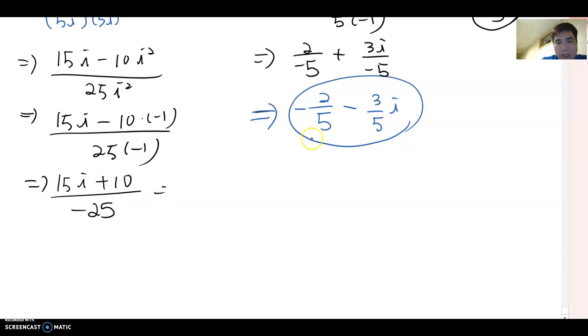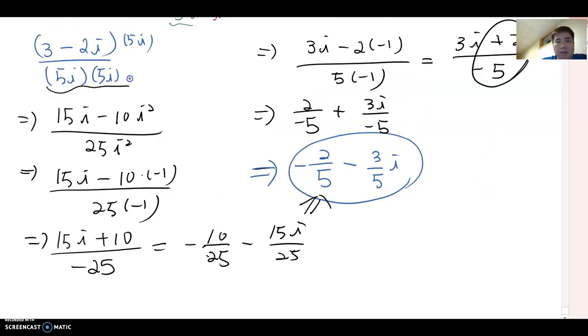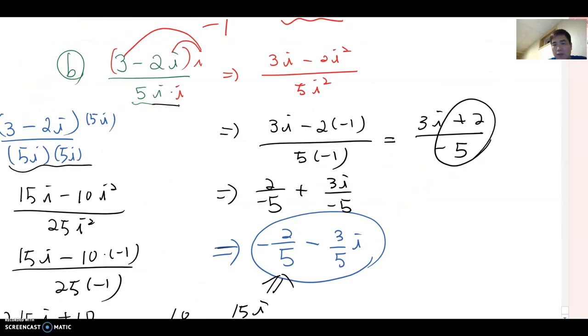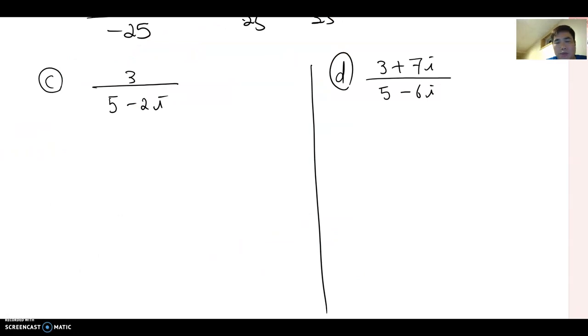Now you need to make the same thing happen here: negative 10 over 25 minus 15i over 25, and you have to simplify. Then eventually you will get the same answer. There's nothing wrong with multiplying by 5i here, but as you see, the numbers get bigger and later you must simplify. However, if you know to multiply by i simply, then your calculation can be much simpler. Okay, so let's talk about two more questions.